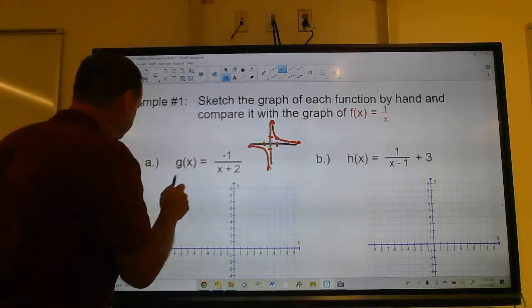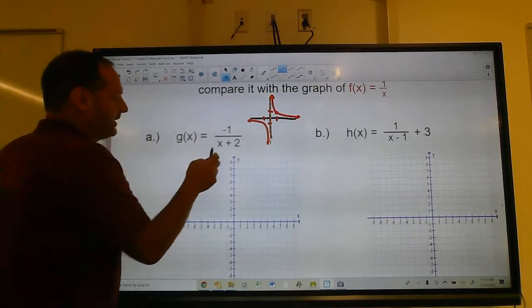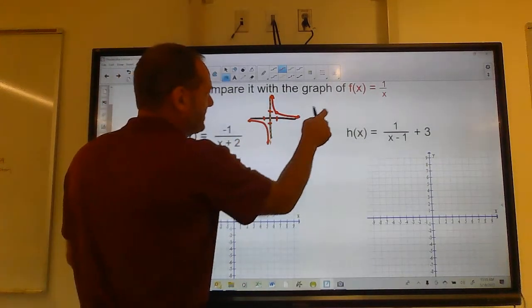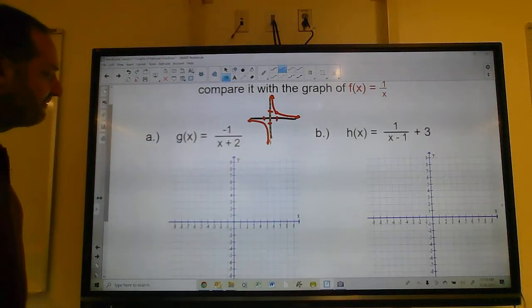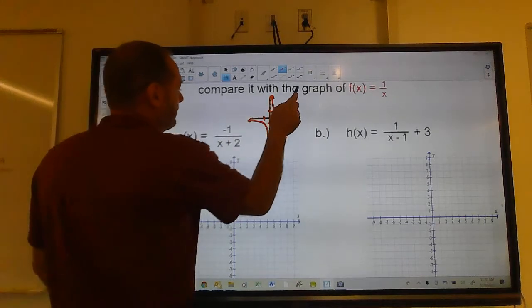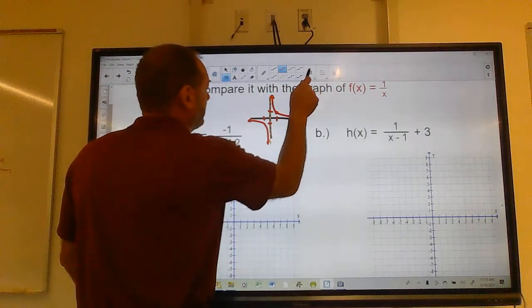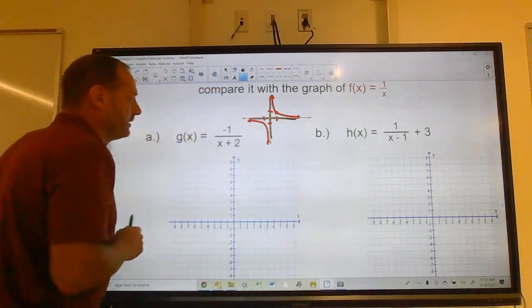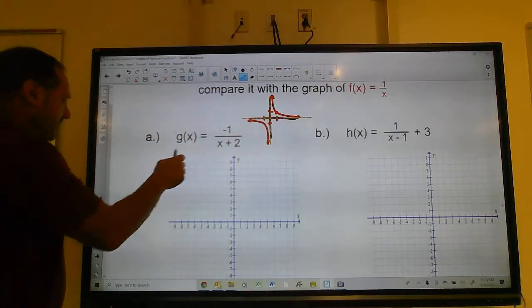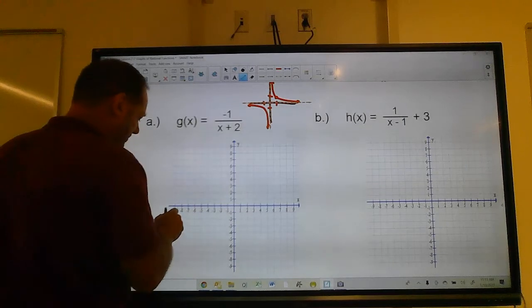Now this one, since I'm adding a number inside the function on the denominator, that's just going to move this thing 2 to the left. This, by the way, had a horizontal asymptote at 0 too. So now if I look at this one, it's going to have a horizontal asymptote at 0.